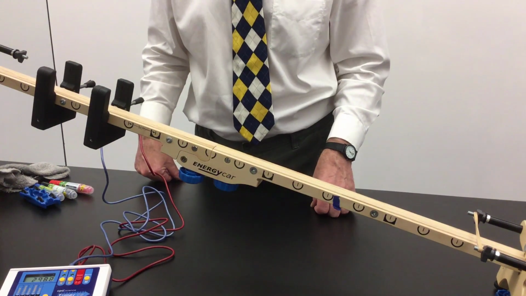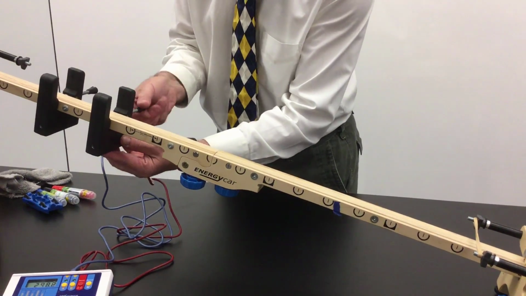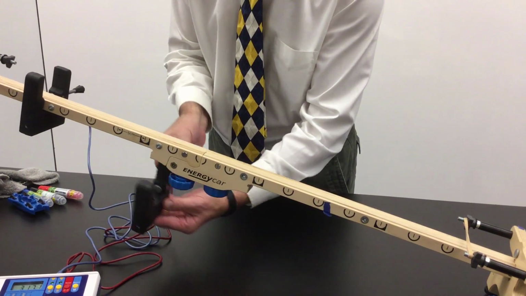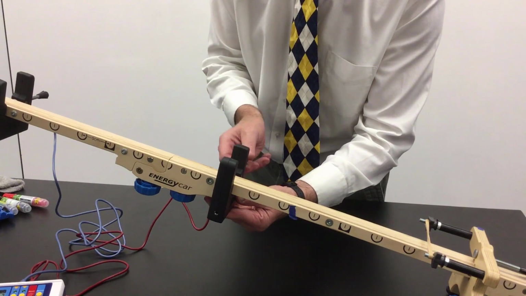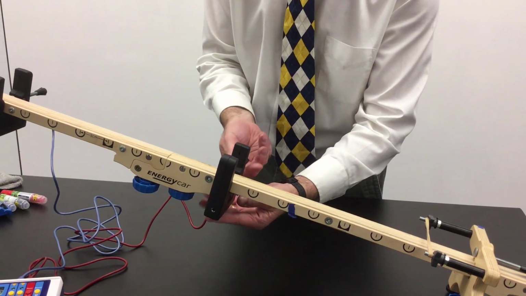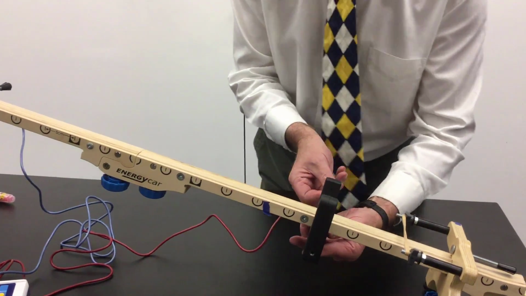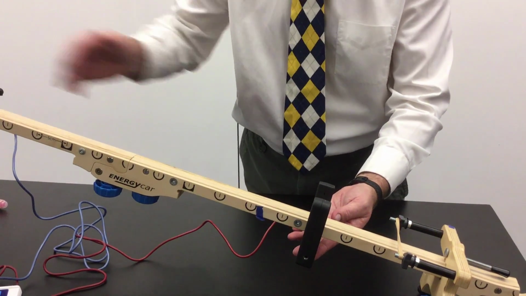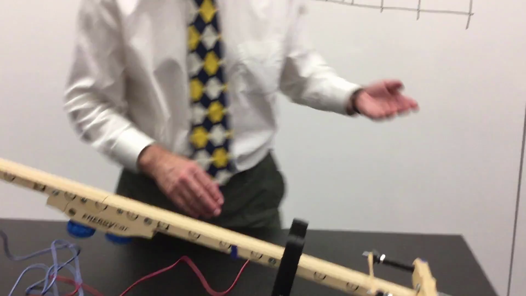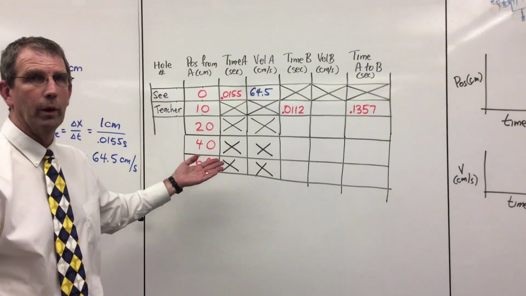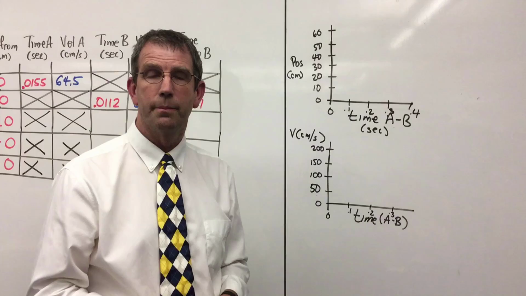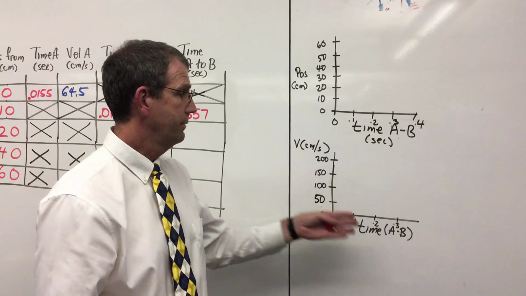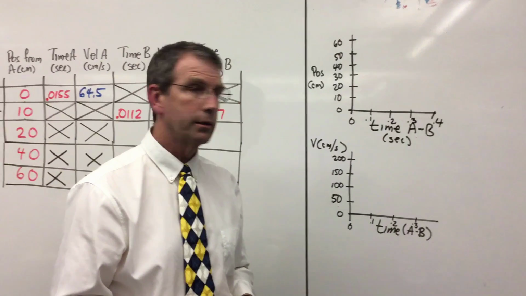Photo gate B measurements will be repeated for 20 centimeters, 40 centimeters, and 60 centimeters from photo gate A. Your information will be recorded in table 1. The next step is to produce graphs of position versus time and velocity versus time for the data we collected.